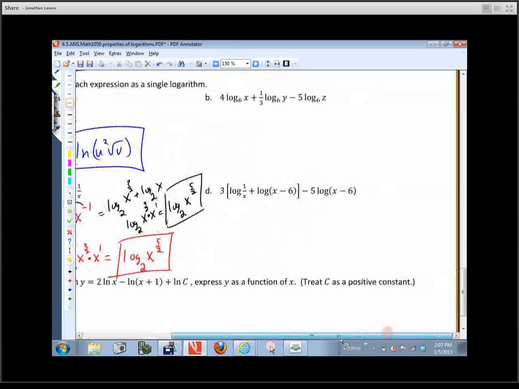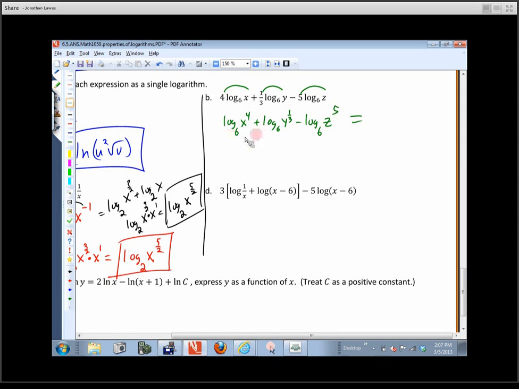Okay, let's take a look at these two. Let's look at example B first. Again, it says express as a single logarithm. So the first thing we're going to do is get rid of those coefficients. So I'm going to bring that up there, this up here, and this up here. So I'm going to write log base 6 of x to the 4th plus log base 6 of y to the 1/3. I'm going to leave the minus right here, and this is going to be log base 6 of z to the 5th.